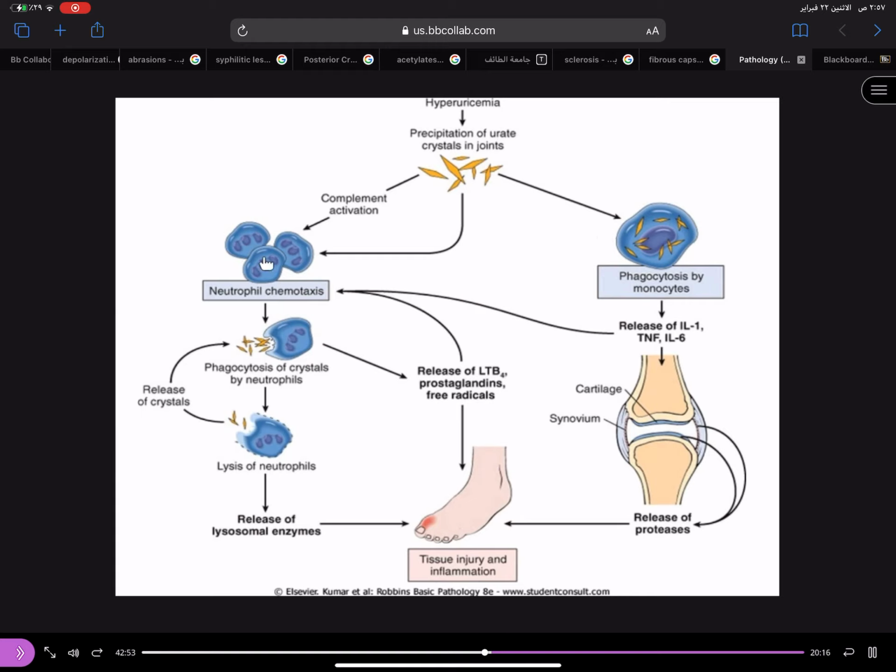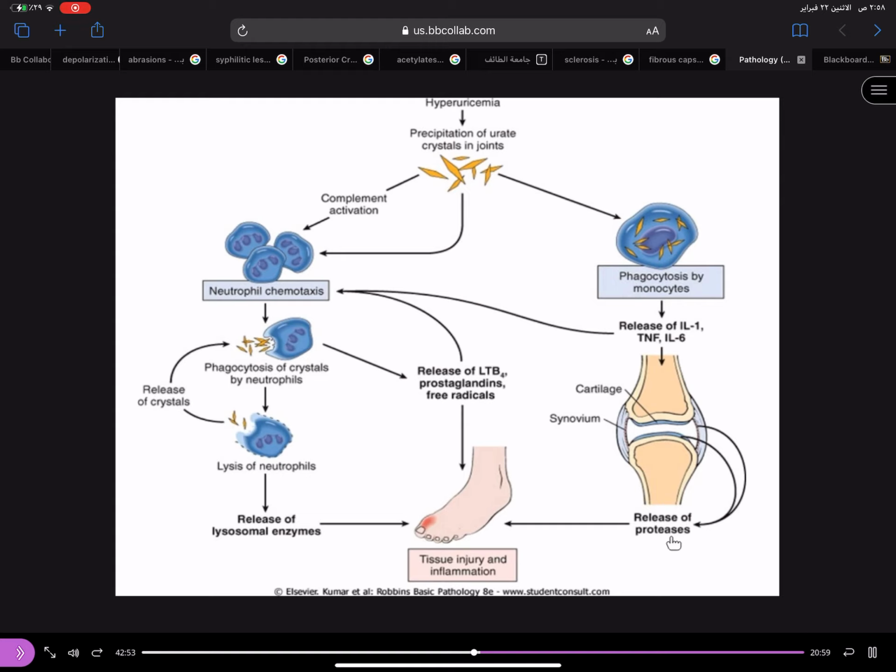And on one side, neutrophils are coming. On the other side, monocytes are coming. They are phagocytosing the crystals, and they will also release IL-1, TNF, IL-6. These are all inflammatory markers. They will also release the proteases. Anything, lysosomal enzymes or proteases, will damage the tissue, and when the tissue is damaged, the signs of inflammation will start to come. Anyway, this is all inflammation. You have already studied it in a previous module, so there's nothing new. The main thing to remember is that inflammation is there.